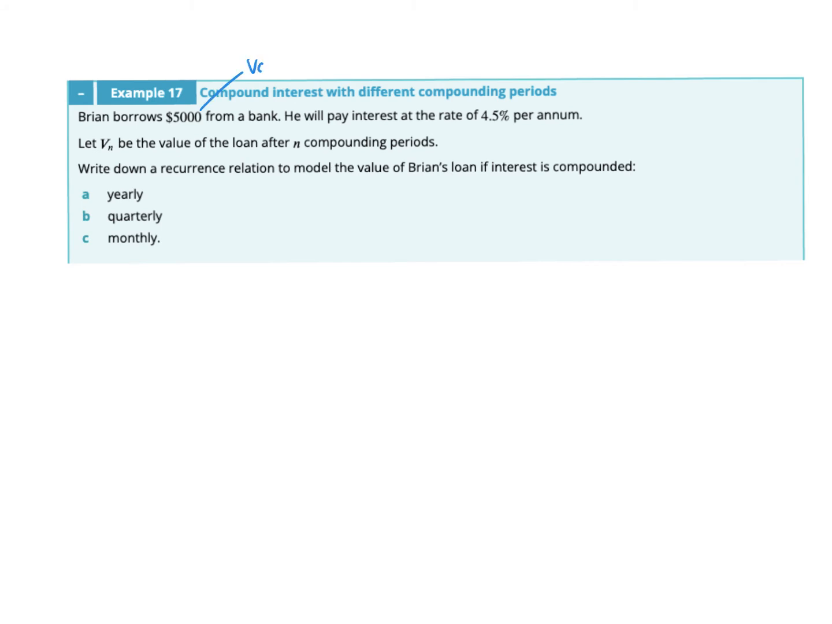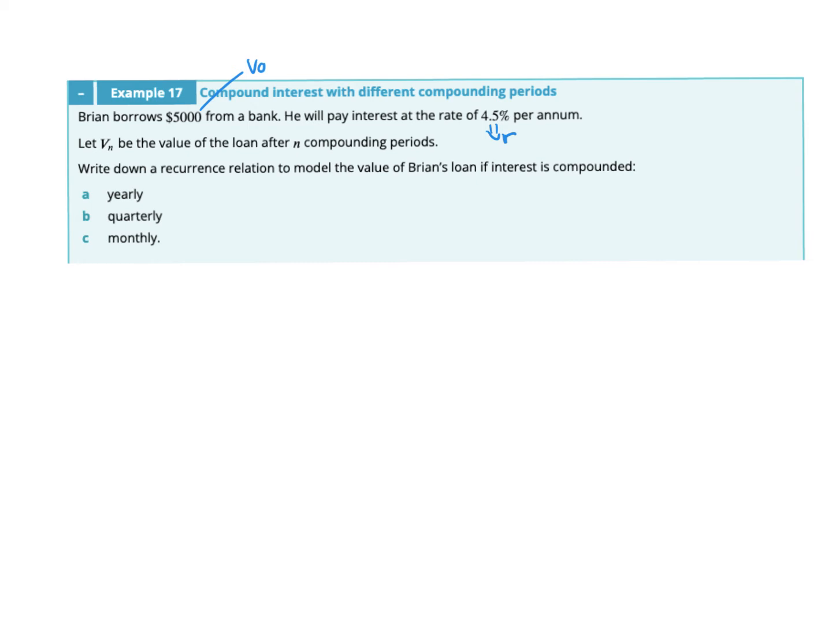So start writing things like, so it triggers you, that's a VO. He will pay interest at a rate of 4.5% per annum. So under that, that's our little r. Now it says let Vn be the value of the loan after n compounding periods. So that just means the value at any time.